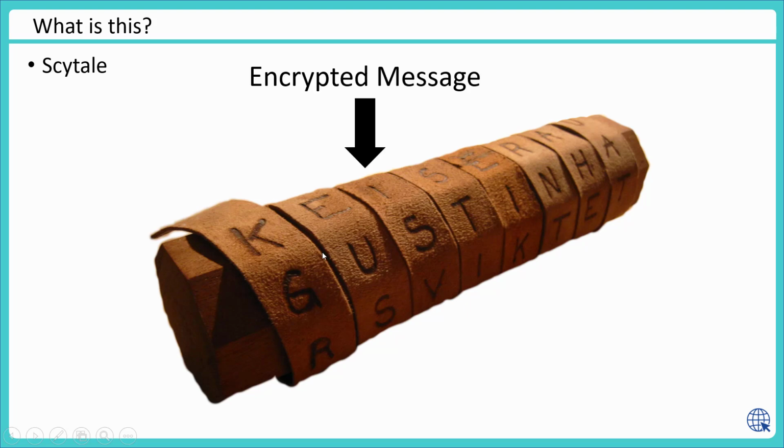There is a message on a leather strip, and then there is a key, a wooden piece which has specific angles to it. So when the leather is put on a similar type of wooden piece, only then can the information be decoded. A very primitive way of doing encryption, but it was still effective in that case.